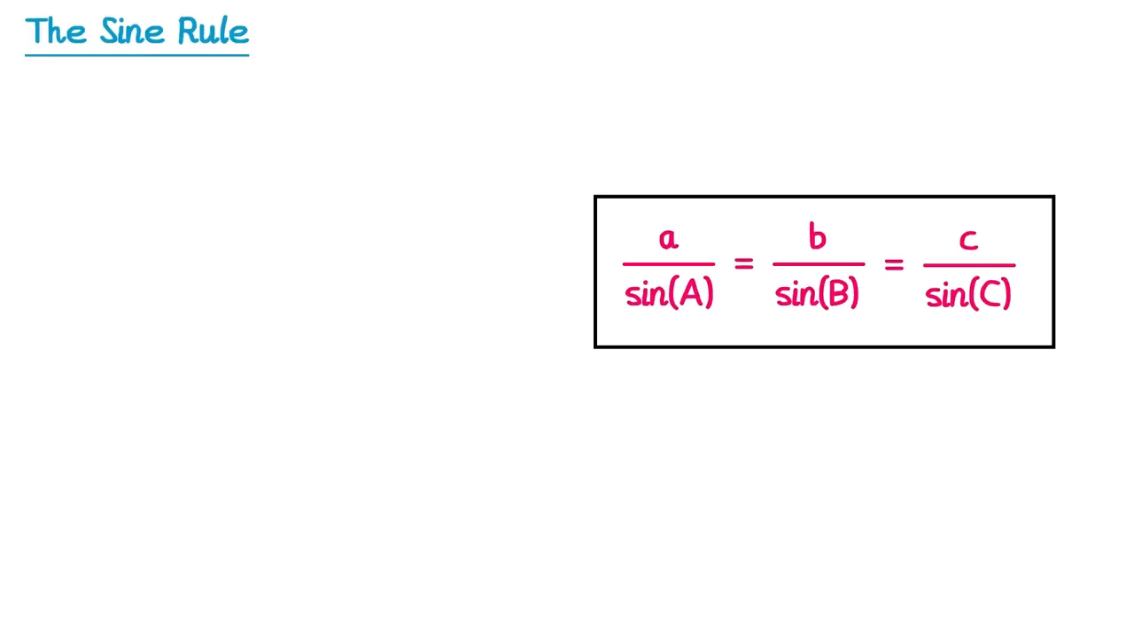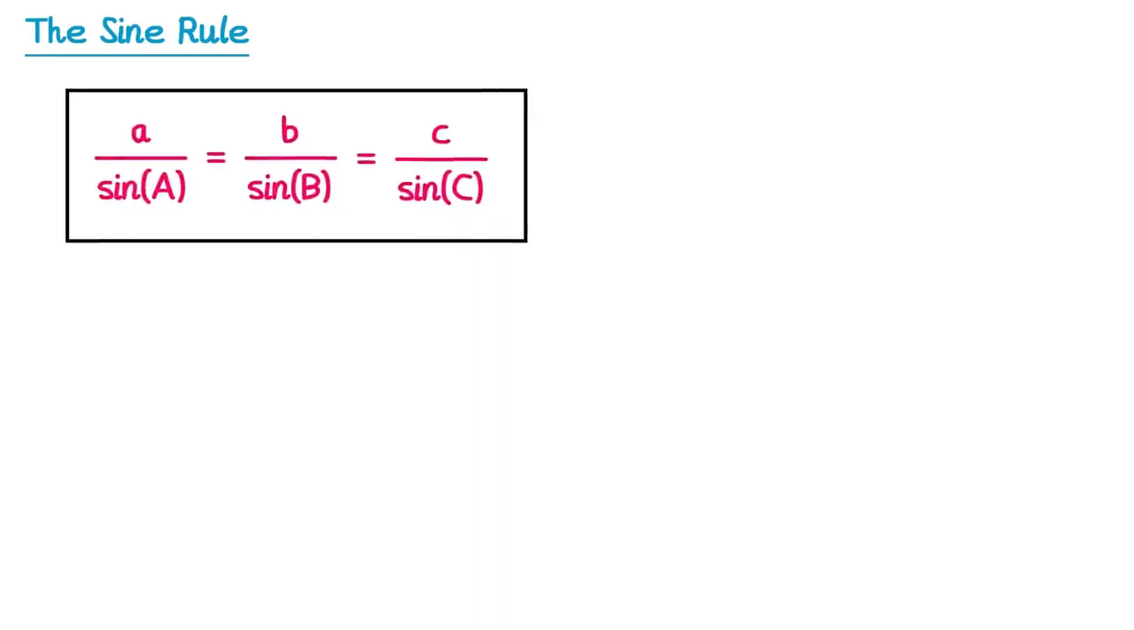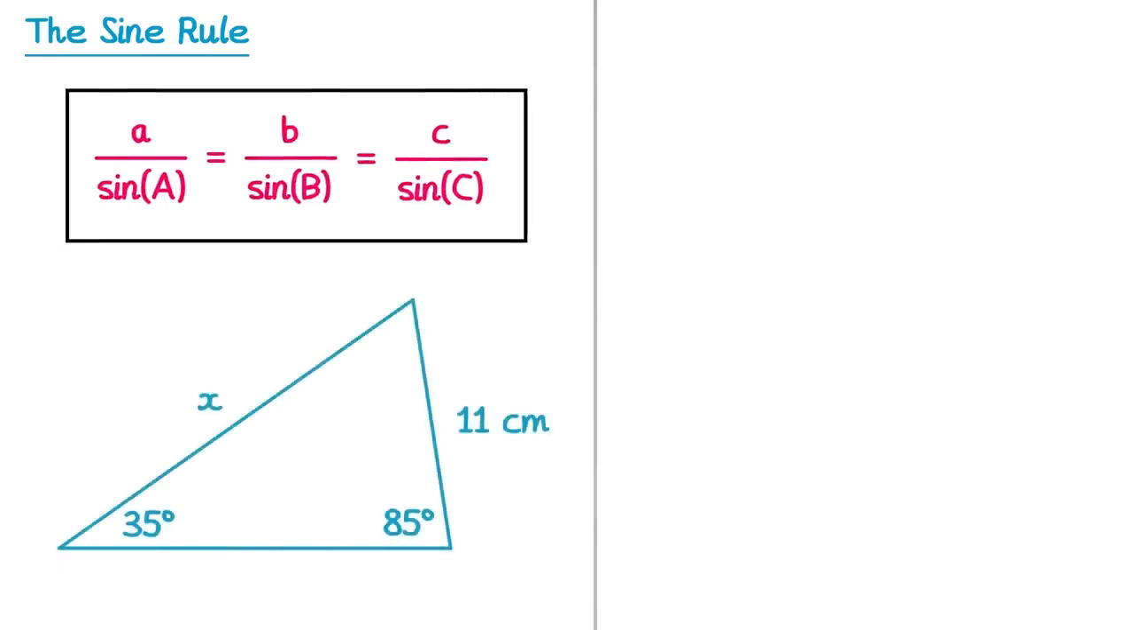You can use the sine rule for any triangle, and we're going to use it now to find a missing side in this triangle here. Now, even though the sine rule has the letters A, B, and C, very rarely do you actually need all three of the letters at all. In fact, in almost all cases, you just need to use A and B.